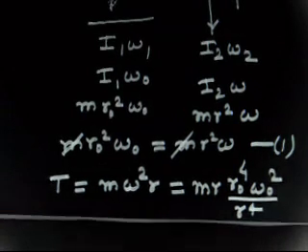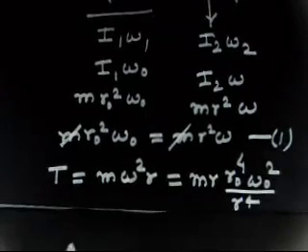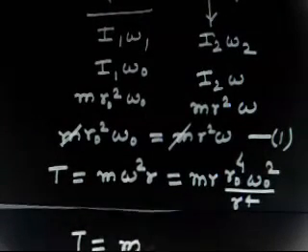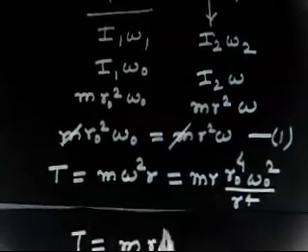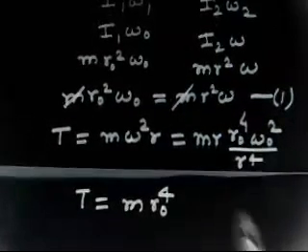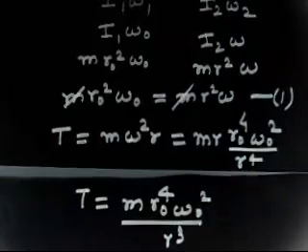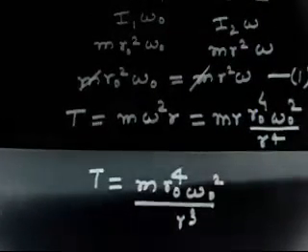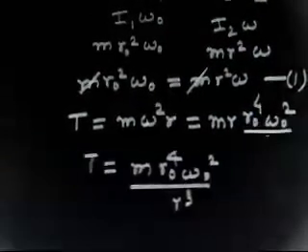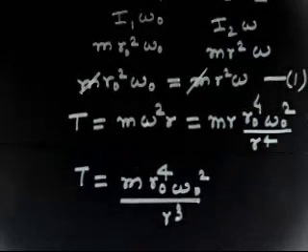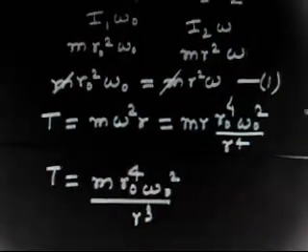Now if you do some more massaging of the equation, you will have tension is m r naught 4 omega naught square by r cube. I think you are able to see. So this will be the tension in the thread you will have as a function of r. So if r changes, tension in the thread also changes. Are you getting? I think you are able to understand this one.